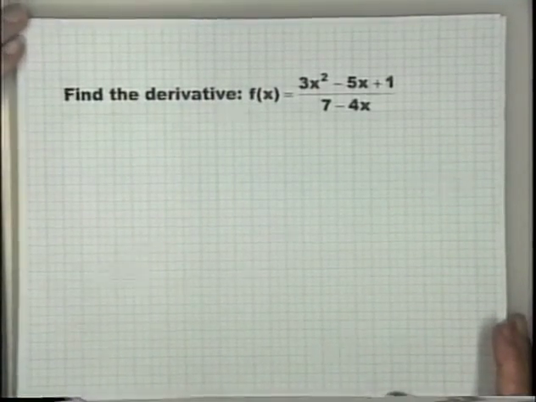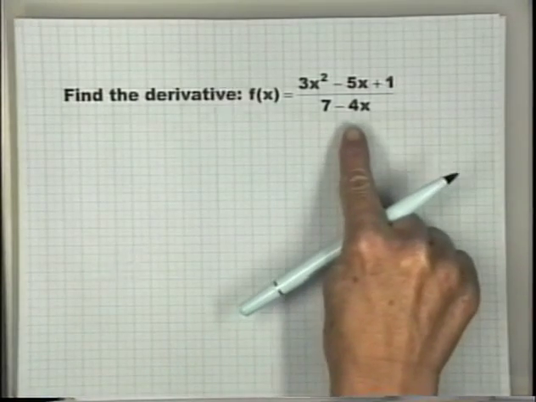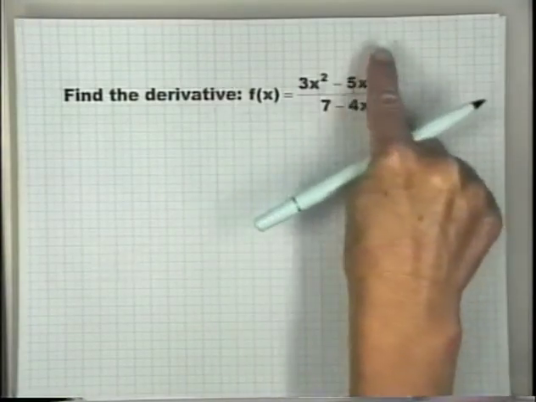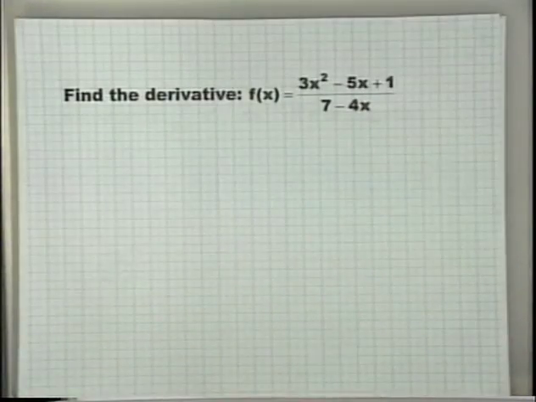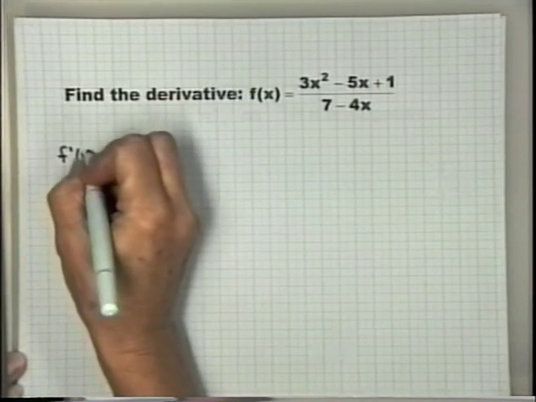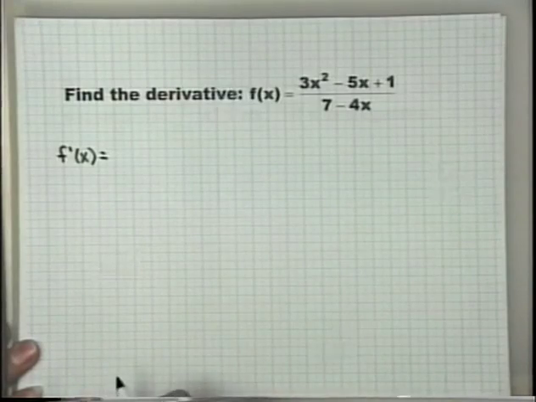Let's apply the quotient rule to this problem. Now notice this one would not be so easily rewritten as the first example that I did. It would be very difficult for us to divide 7 minus 4x into this polynomial up here. So the easiest way to get this derivative is to use that quotient rule. So we're going to say the words and do this together.